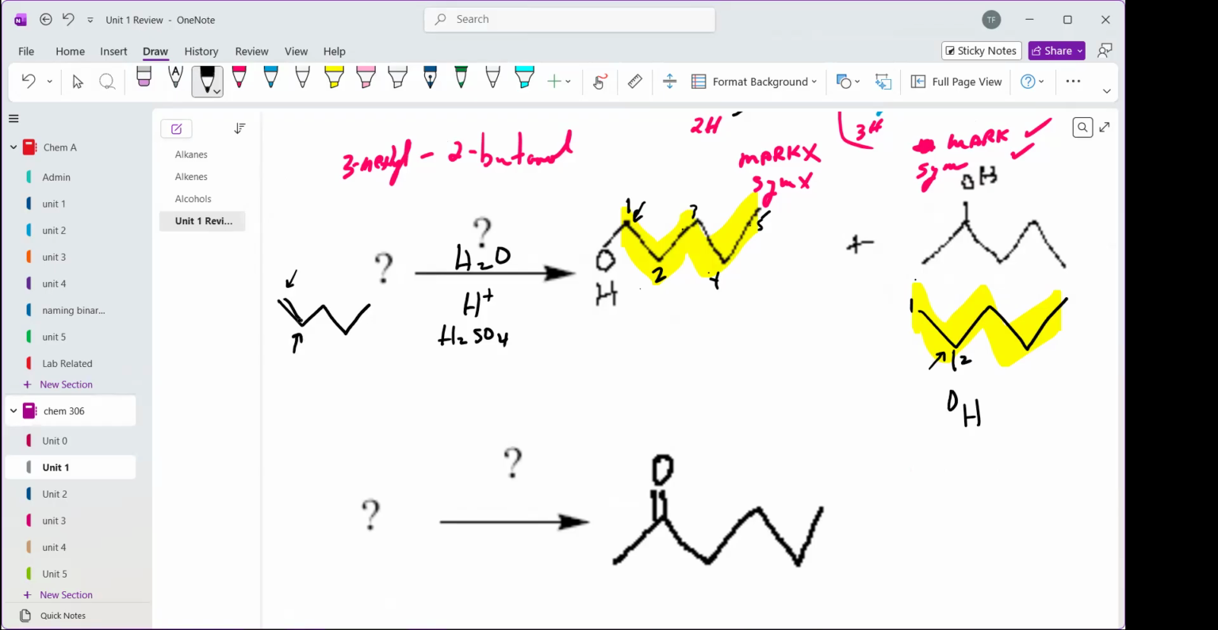Okay, so let's go ahead and name it. This is going to be 5 carbons, so that means it's going to be a pentene. Oops, I got to spell it right. 1-pentene. And this is going to be 1-pentanol and 2-pentanol.